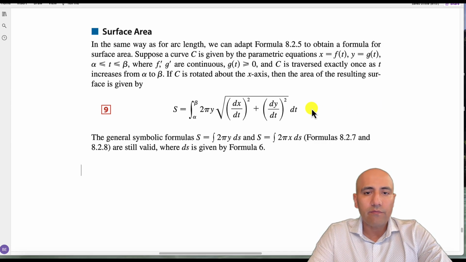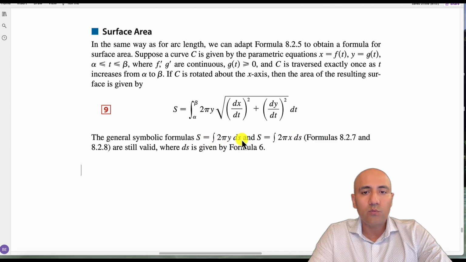So this should look familiar back from Chapter 8. The surface area is equal to the integral as t ranges from alpha to beta of 2 pi y, 2 pi y because we're rotating about the x-axis. And then this acts as our new ds. So it's dx dt squared plus dy dt squared, square root of the whole thing. So the general symbolic formula S equals the integral of 2 pi y ds, and S equals the integral of 2 pi x ds from Chapter 8 still work.